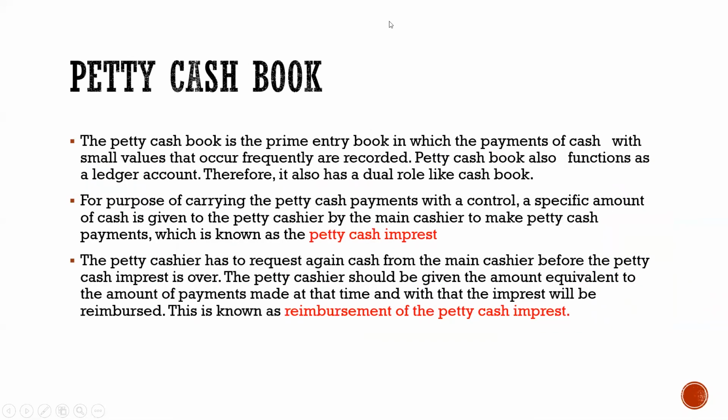Next, we are discussing the petty cash book. The petty cash book is the primary book in which payments of cash of small values that occur frequently are recorded. What you have to understand is that the cash book is recorded by the main accountant while the petty cash book is maintained by the petty cashier, right?